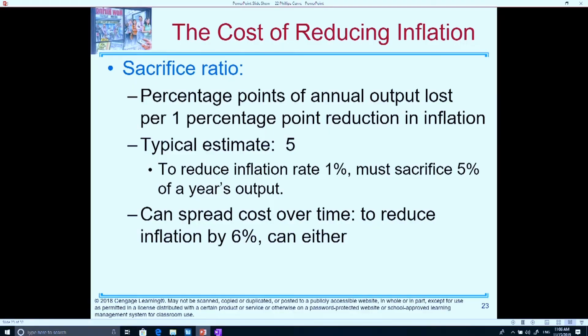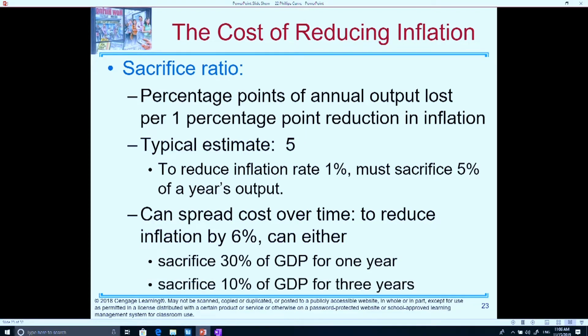We can spread this cost over time. You don't have to sacrifice 5% of GDP in 1 year, but we can spread that over time. So in order to reduce inflation by 6%, we could sacrifice 30% of GDP for 1 year, which would be insane. Don't do that. We could sacrifice 10% of GDP spread over 3 years. It'd be a little better, a little less disruptive.